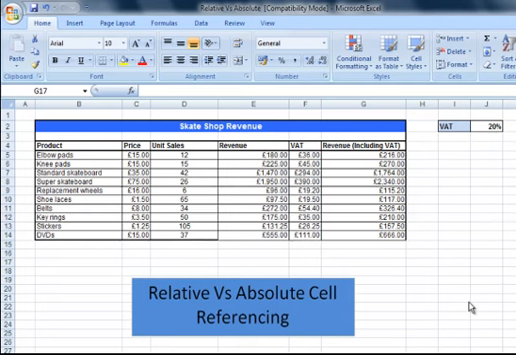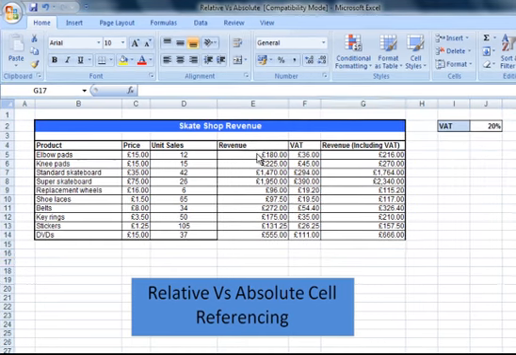Welcome to a video tutorial on relative versus absolute cell referencing. So I'm going to start off by showing you how it works.